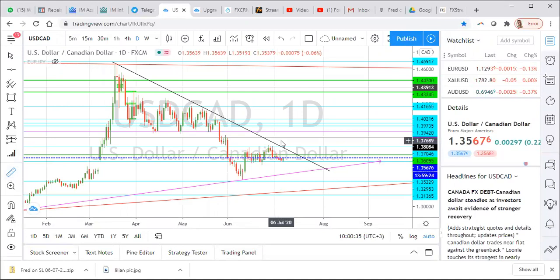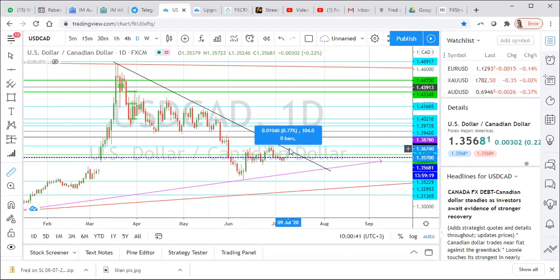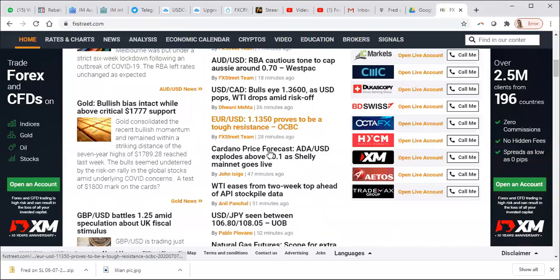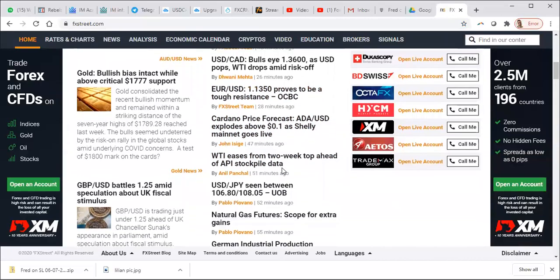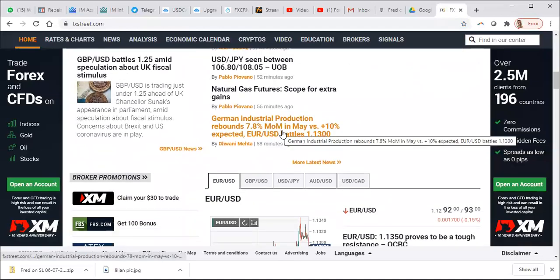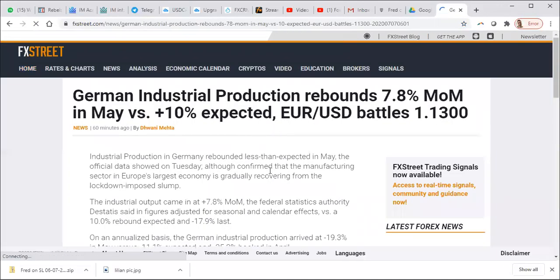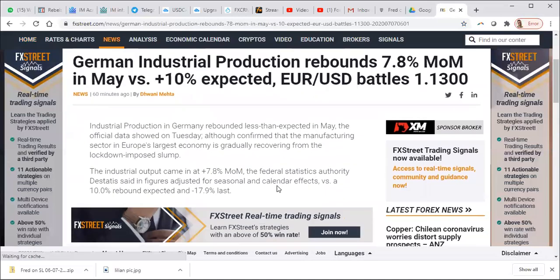This is bullish. So is UJ. So at least 100 pips on USD CAD because it doesn't move that much in a day. So it will probably hit this zone or this high on the support, which is 100 pips. Let me just note that down in case we get a good entry. Okay. USD CAD. German industrial production rebounded less than expected in May.